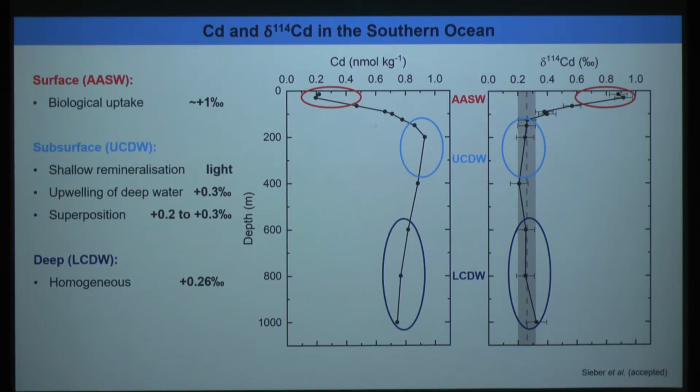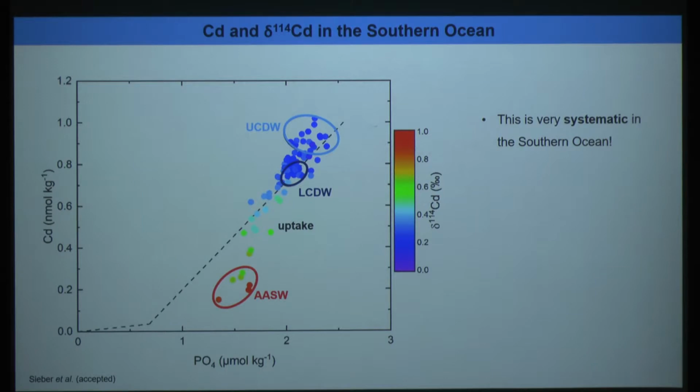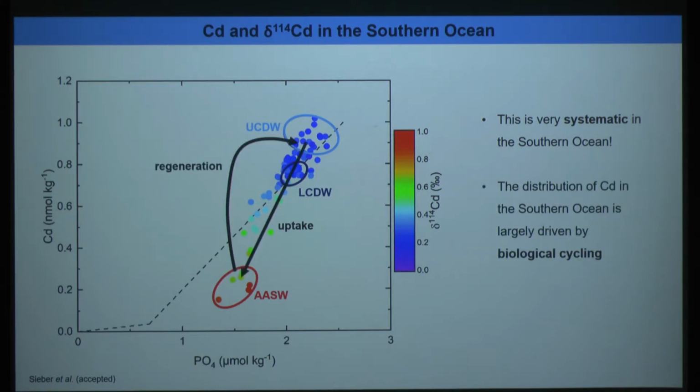If we do this again for the whole Southern Ocean basin, for this iron limited zone, and look at cadmium against phosphate and color it for cadmium isotopes, you can see that Antarctic surface water is down here and has the highest isotope values. If you go below, anything below upper circumpolar deep water is pretty much blue. It has all pretty much the same value. You can attribute that to what I said: you have uptake and you have regeneration again. It's relatively simple upper ocean biological cycling at a very shallow level.